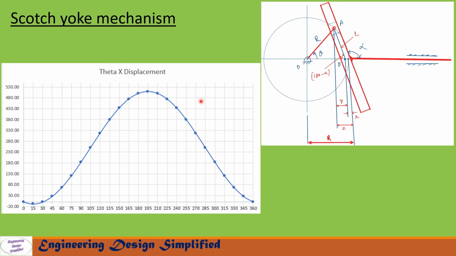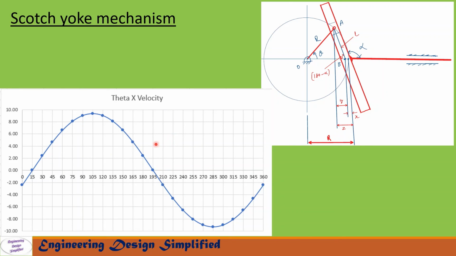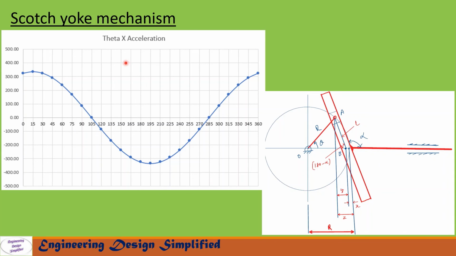In this graph, we have plotted theta versus displacement of plunger, theta along horizontal 0 to 360 degrees and along vertical displacement in millimeter. So this is the graph. In this graph, we have plotted theta versus velocity of the plunger, theta again along horizontal 0 to 360 degrees, along vertical velocity in meters per second. So this is the graph. In this graph, we have plotted theta versus acceleration, theta again along horizontal 0 to 360 degrees, along vertical acceleration in meters per second square. So this is the variation of acceleration with respect to theta.